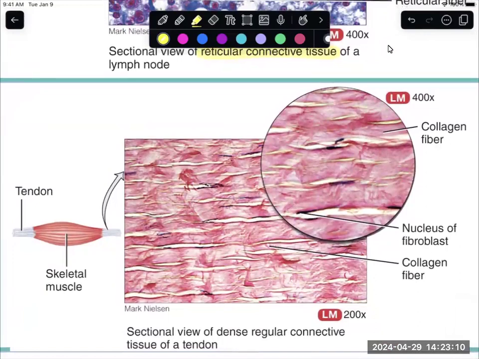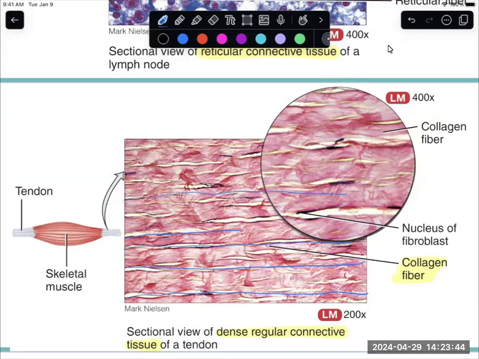Okay, this one's got a long name to it. Dense regular connective tissue. Your tendons that attach your muscle to bones are made of dense regular connective tissue. What this is made up of is a lot of collagen fibers. So these are going to be long pink fibers that travel pretty much the entire length of the slide that you're going to look at when you determine what this is. But it's just long pieces.